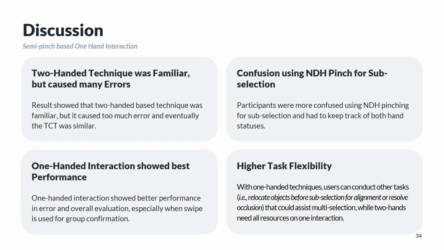To wrap up, overall, we propose one-handed multi-selection interaction with semi-pinch for the Gaze and Pinch context. The results show that using two hands was familiar, but it caused more errors and eventually showed similar performance to the one-handed techniques. Similarly, participants preferred the SemiSwipe technique most in the user experience metrics. Using one hand also has the advantage of higher task flexibility, in that users can manipulate the target objects with their non-dominant hand or conduct other tasks simultaneously.